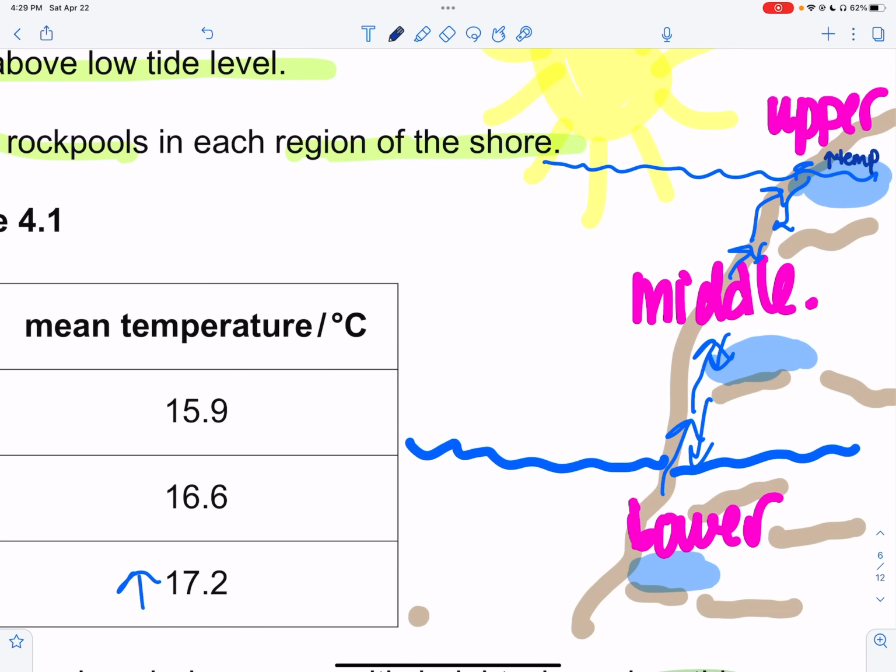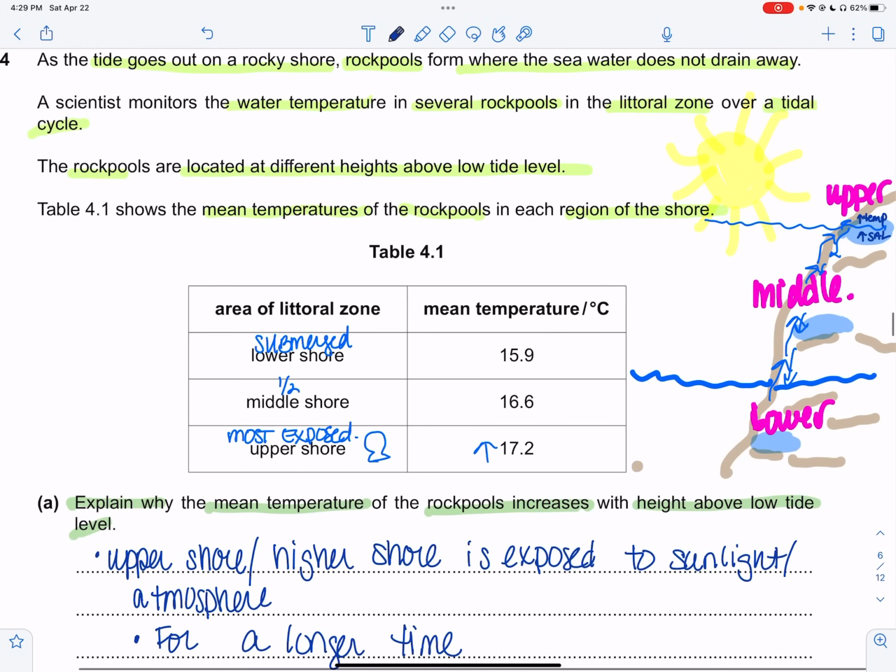Not only that, if temperature is going up in the rock pool, you have fresh water evaporating, and that's going to increase salinity. And if salinity is high, then you're going to have low gas solubility or low amounts of oxygen in there. You just don't have enough space for the oxygen to stay.